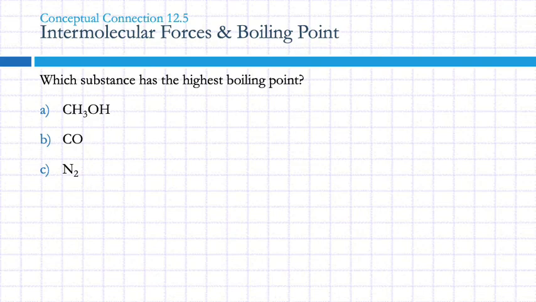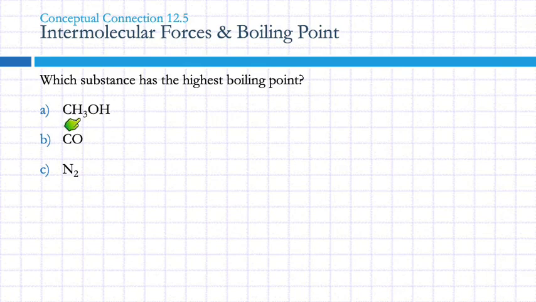Okay, which substance has the highest boiling point? What's the strongest intermolecular force we could have? It can't be the ion-dipole force because that only happens in a mixture. Hydrogen bonding. Can N2 do hydrogen bonding? No. It doesn't have any hydrogen. How about CO? Again, no hydrogen.